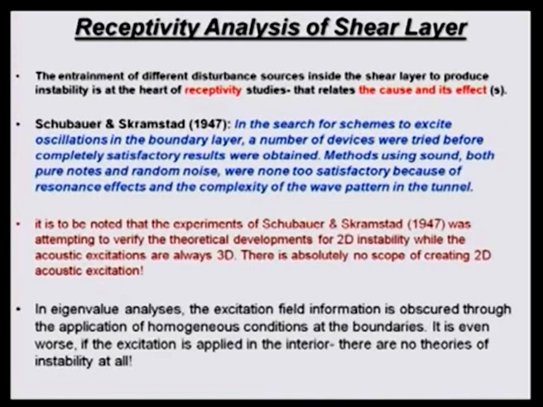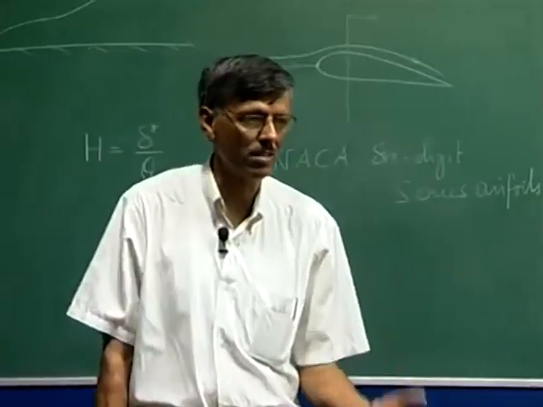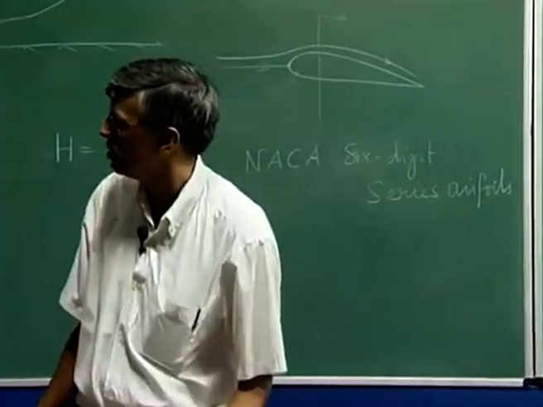Okay, so, this tells us that we need to do something different from linear stability theory, and I am drawing your attention to what is known as receptivity analysis. In receptivity analysis of the shear layer, what we need to do is relate the cause and effect. Okay? So, that means what? You are talking about the background disturbances, etc. Whatever is the source of excitation, you try to find out.